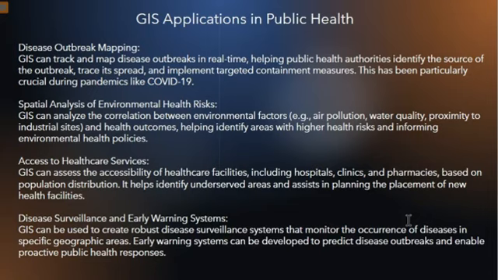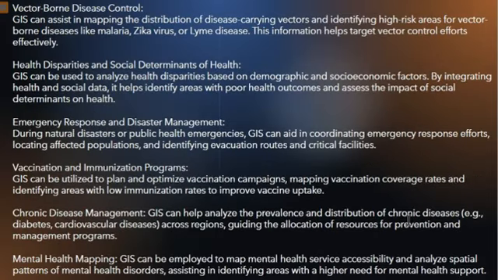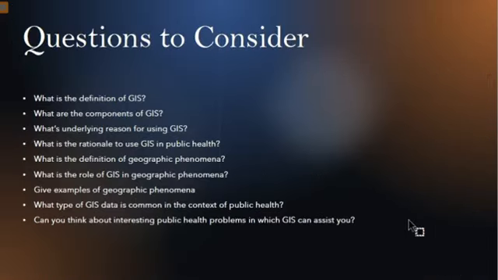And GIS applications in public health, for example, disease outbreak mapping. GIS can track and map disease outbreaks in real time, helping public health authorities identify the source of the outbreak, trace its spread, and implement targeted containment measures. Spatial analysis of environmental health risk, access to healthcare services, disease surveillance, and early warning systems, vaccination immunization programs, vector-borne disease control, chronic disease and management, and so forth.